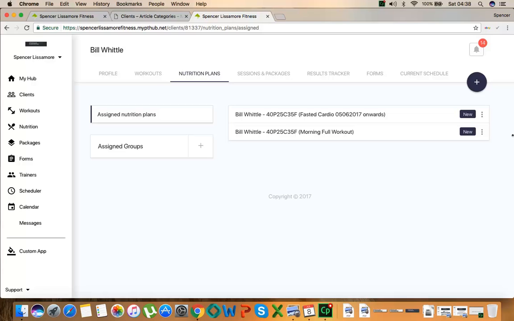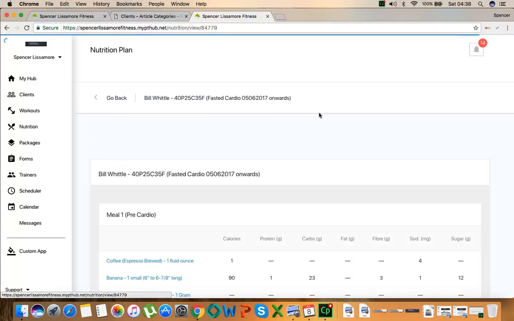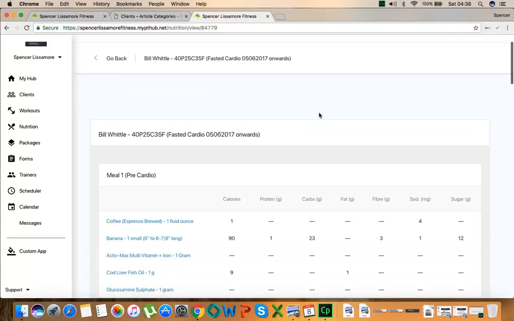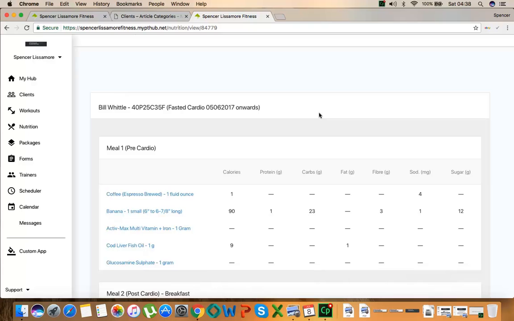So nutrition, I'm rambling on, aren't I? So nutrition. As you can see, morning full workout and fasted cardio. Bill does not live far from the gym and therefore is able to do fasted cardio. With that, what we do is we take that into consideration and we wipe the slate clean with a nutrition plan.